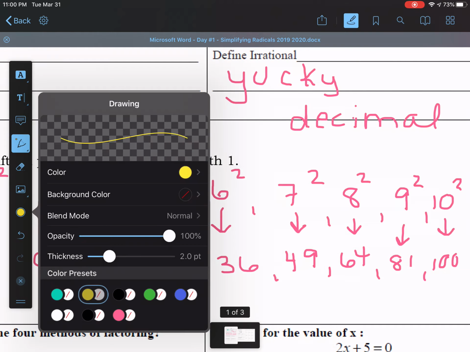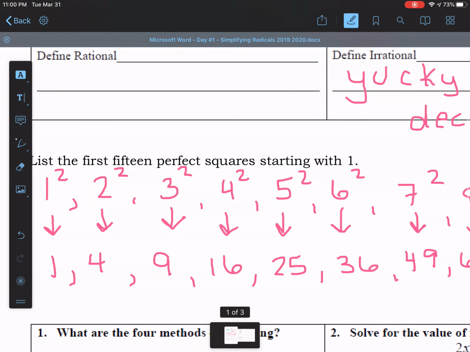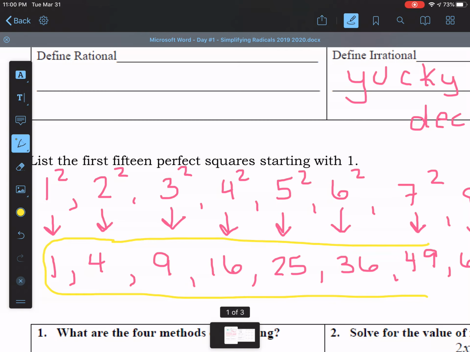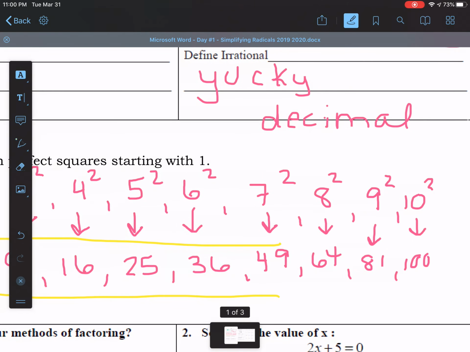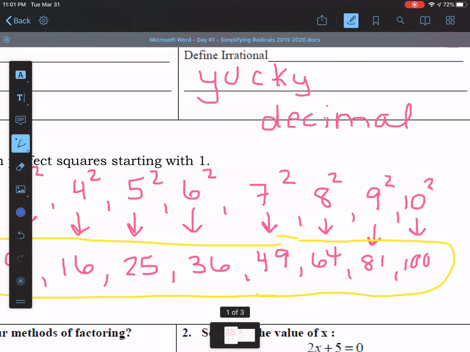So this bottom list that we just generated just by counting up and squaring our numbers, these are our first 10 perfect squares. Now, what that means when I say that a number is a perfect square. Let's take a look at 36, for example. The reason that 36 is considered a perfect square is because I can write 36 as 6 times 6. So the fact that I can rewrite 36 as the product of two numbers that are the same means that it is a perfect square. Okay? That's what that means.